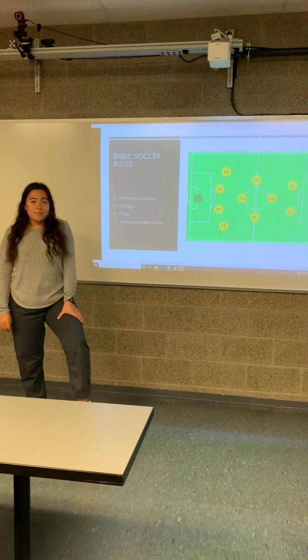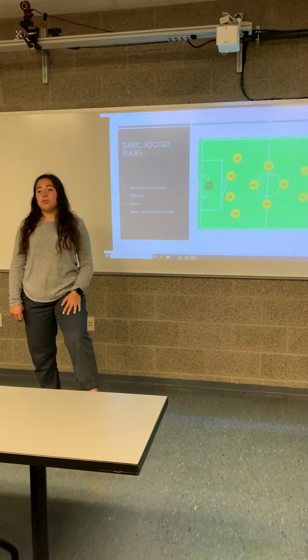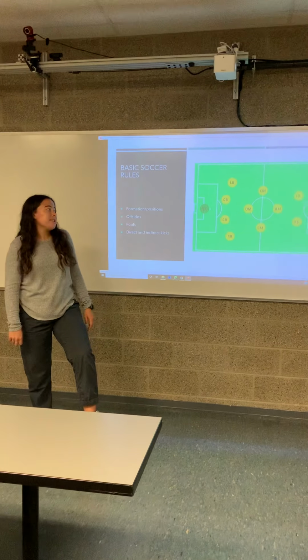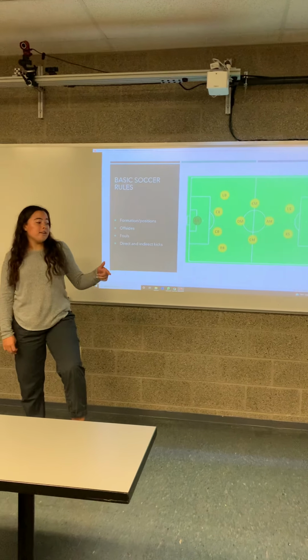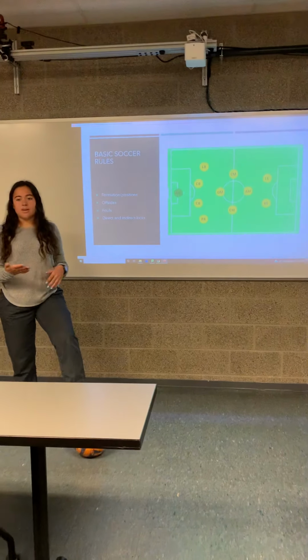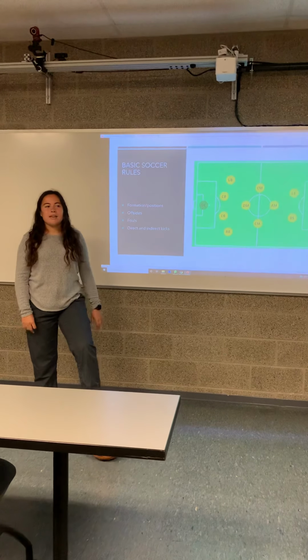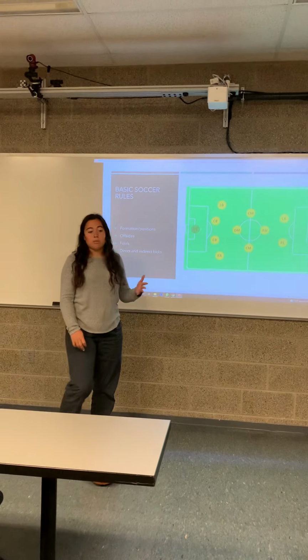And then, depending on the type of foul, or the location of the foul, you could get a direct or indirect kick for the other team. And direct means that you can score in the goal directly. No one else has to touch it before it goes in the goal. And indirect means that someone has to touch it before it goes in the goal.